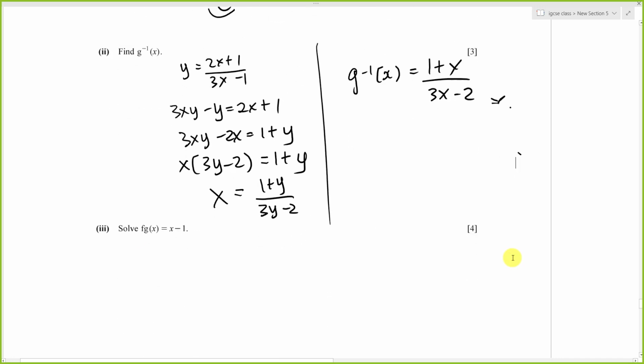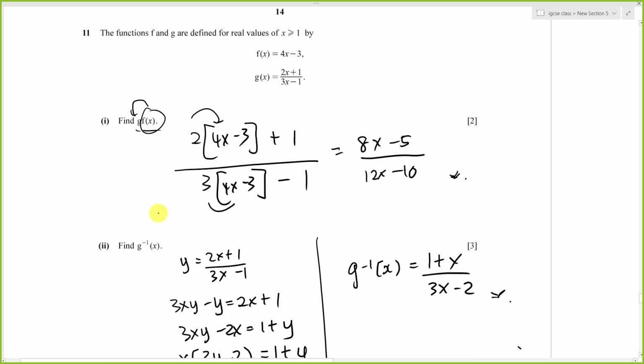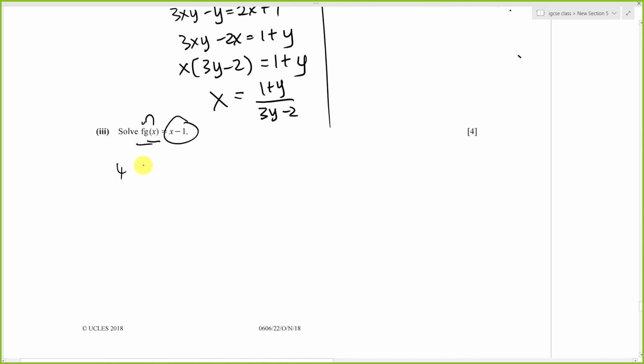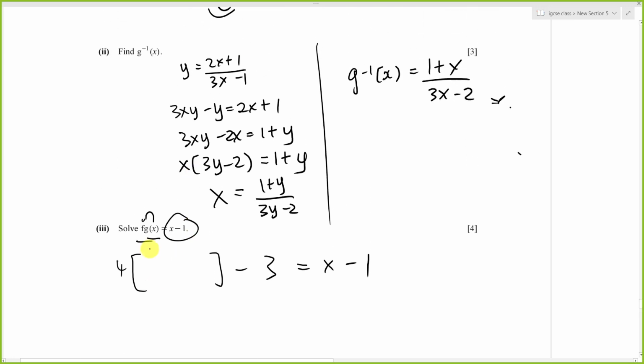fg(x) equals to this one, so basically you do the composite function equals to another side. This one is sub the g(x) into the f(x), so we write f(x). What is my f(x)? 4x - 3. 4x - 3 equals to x - 1. And what is my x here? It's g(x), right? Then I copy the whole g(x) equation into it. My g(x) will be (2x + 1) over (3x - 1).